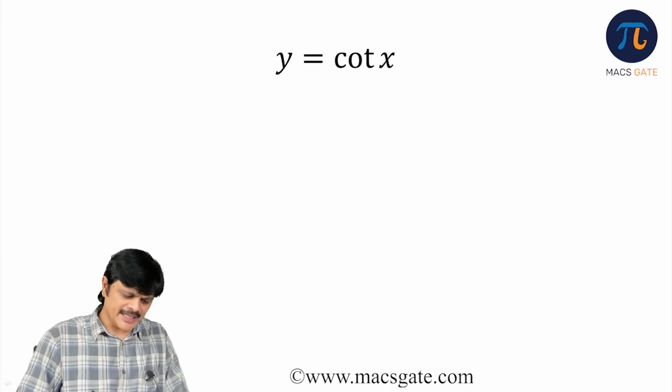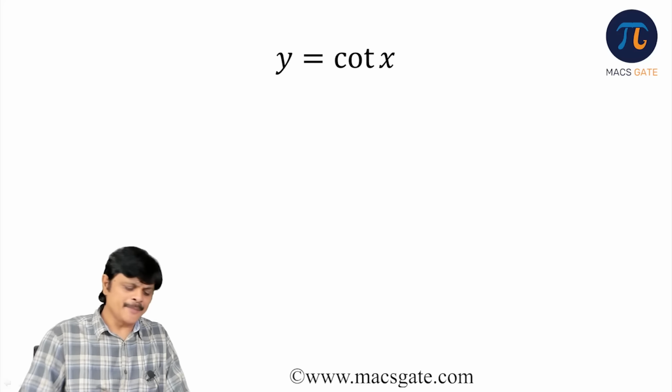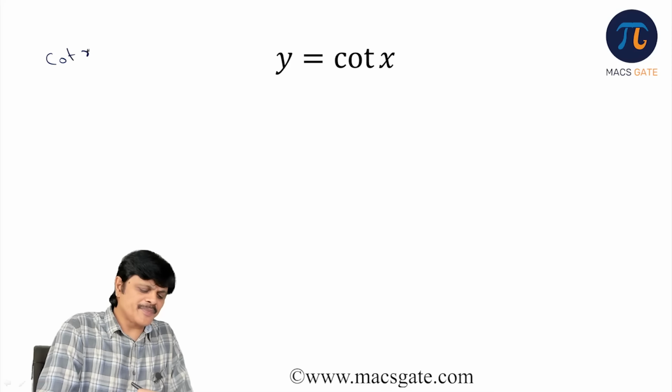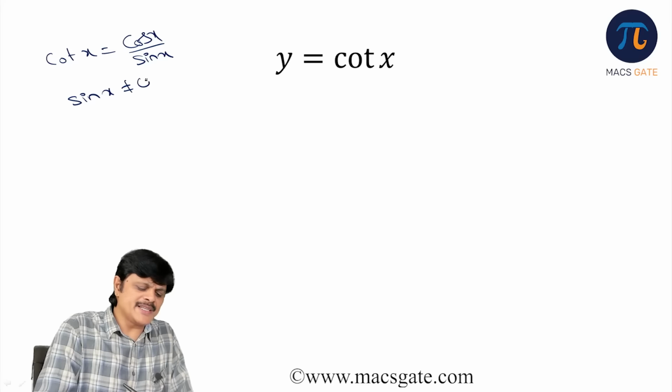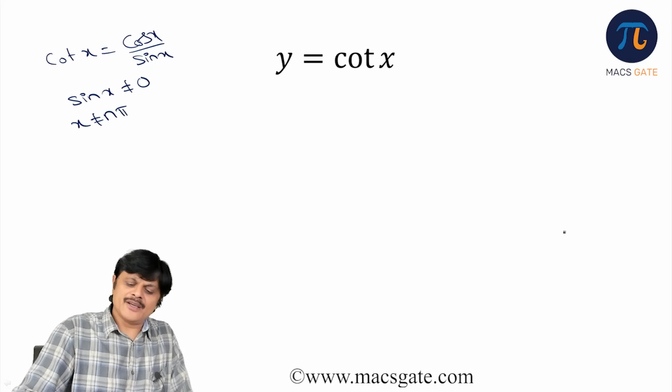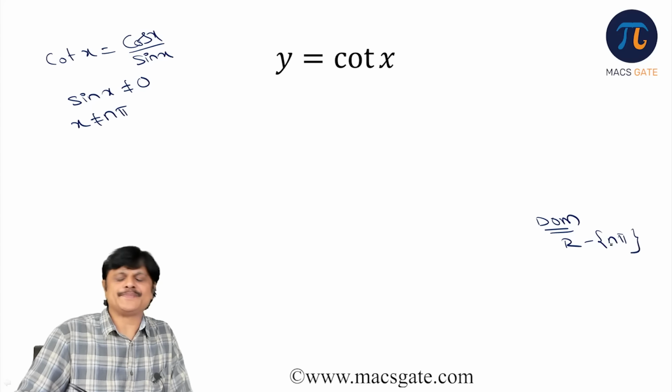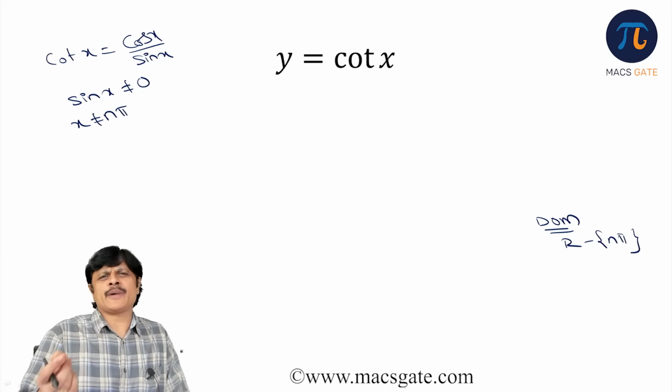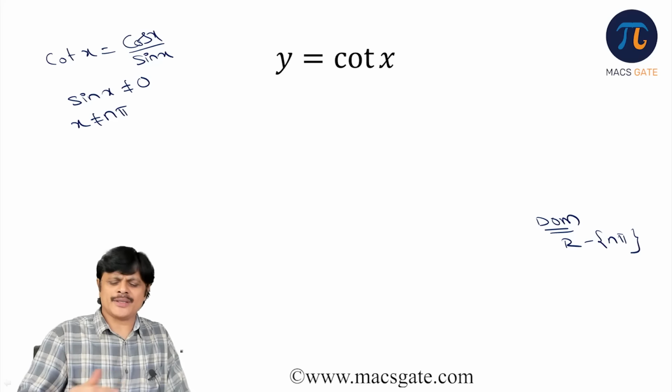The next one is cot x. Okay, what is cot x, sir? Cot x is cos x by sin x. So sin x should not be 0. That means x should not be equal to n pi. So if you want to see the domain for cot x, what is the domain? R minus n pi you have to do. That is 0, pi, minus pi, 2 pi, minus 2 pi, and so on.